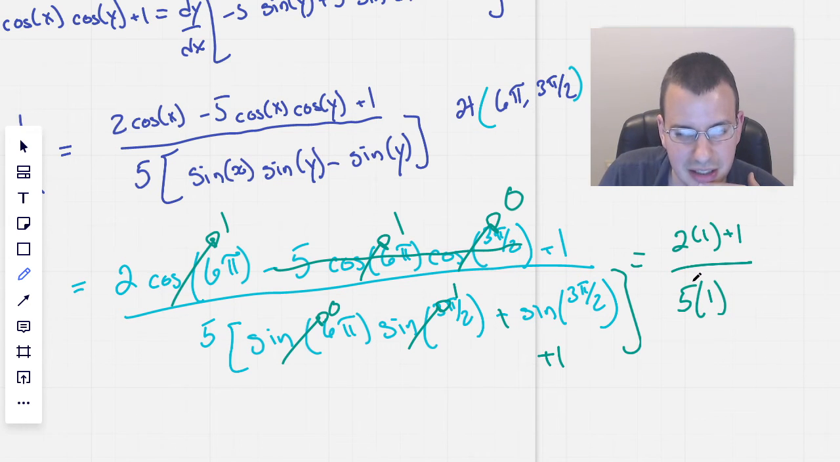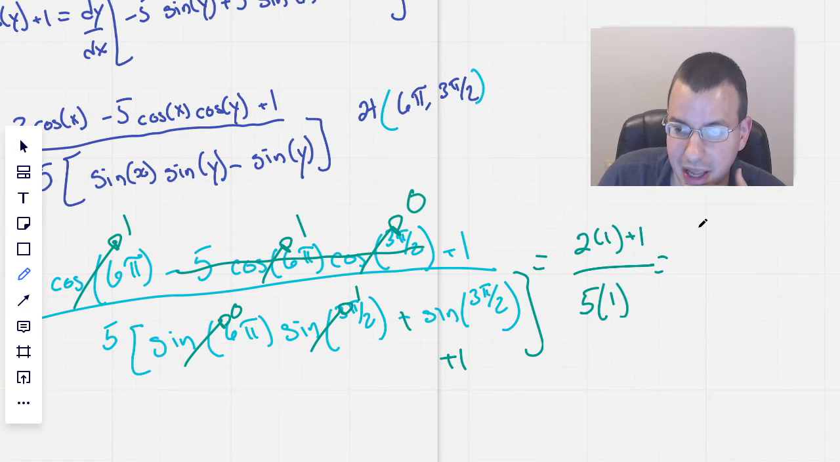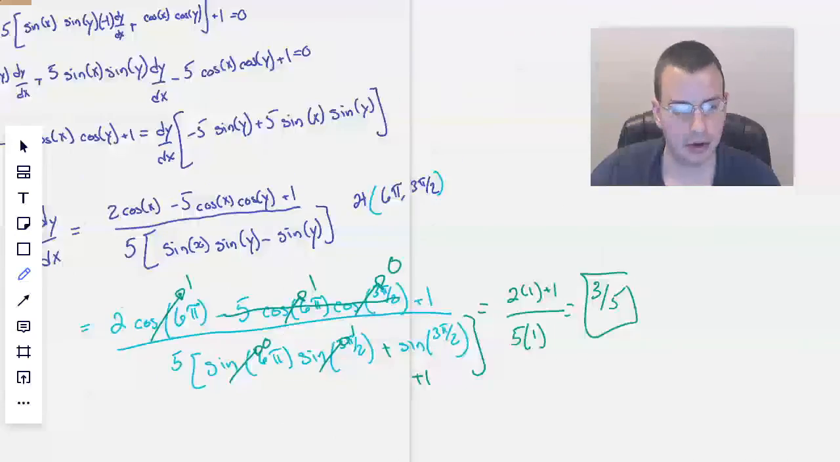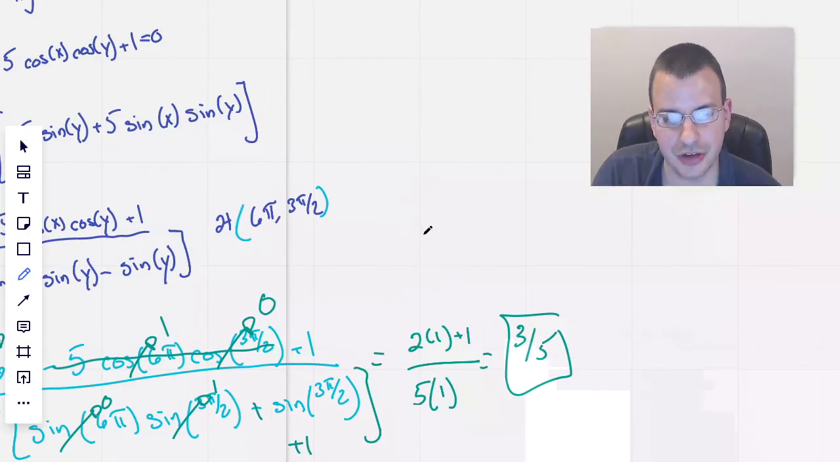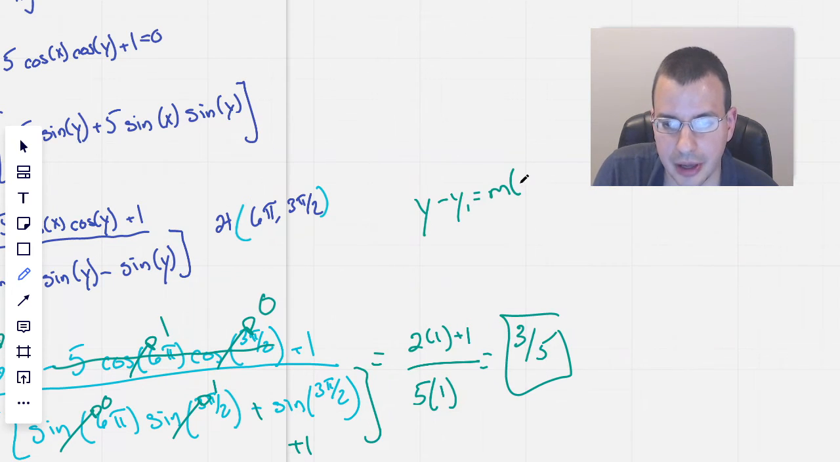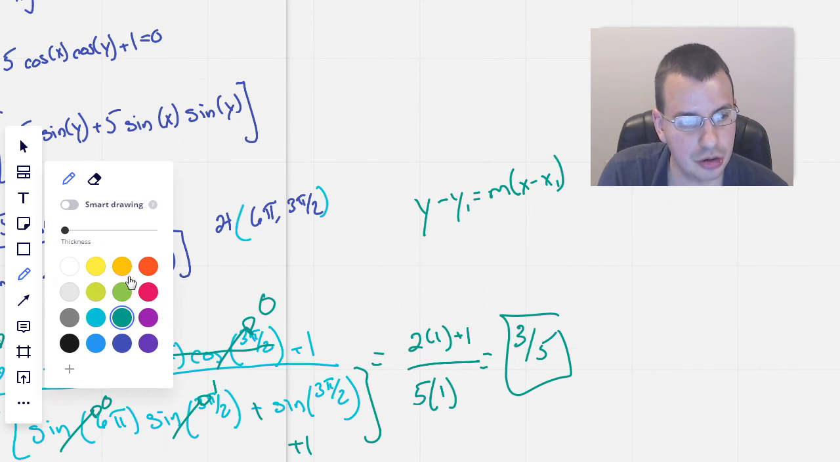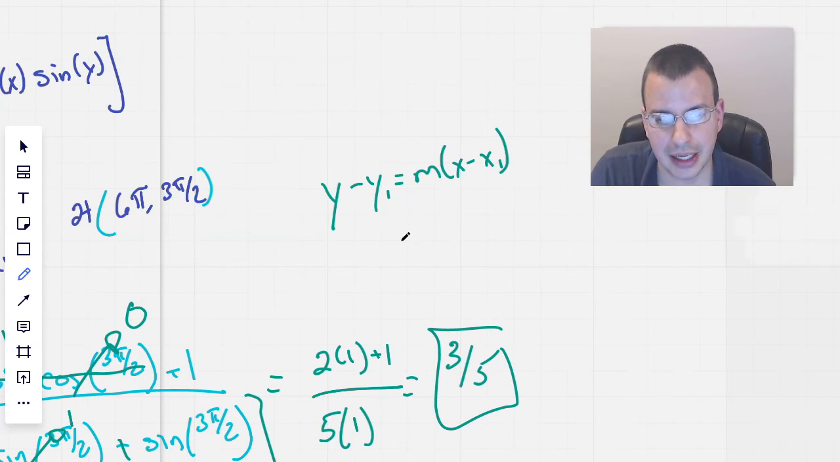Did I do that right? So much math. So I'm going to say that we have 3/5 is our slope, m, if you will. So now, scroll over here. y minus y1 equals m times x minus x1. That is the general formula for a line, or how to get it based on a point and a slope.